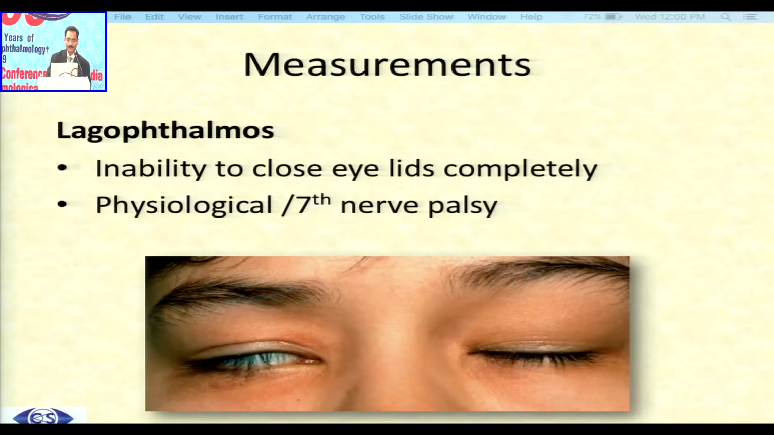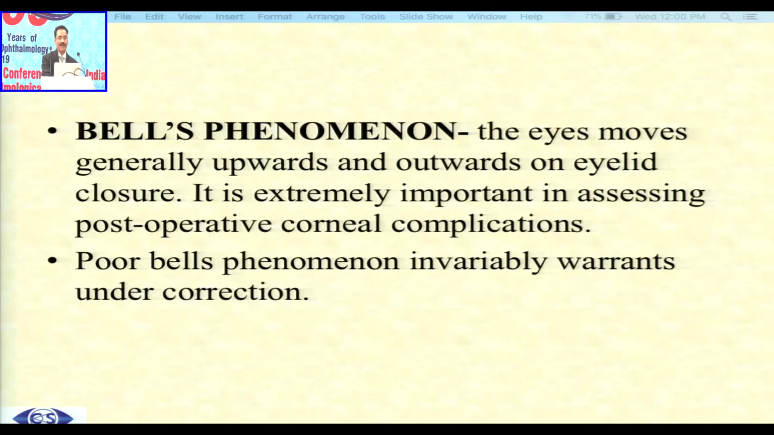Yeah. Lagophthalmos, inability to close the lid completely. So it again should be checked, because this lagophthalmos which is there preoperatively is bound to increase after surgery. So if 2 mm of lagophthalmos is there before surgery, it will become 4 mm after surgery, and the patient may have some corneal problems. So for preoperative lagophthalmos, one has to be very careful.